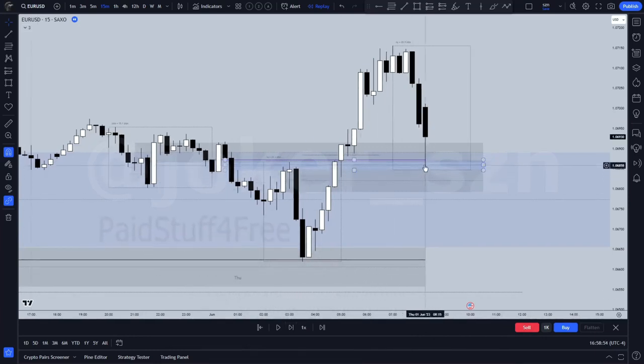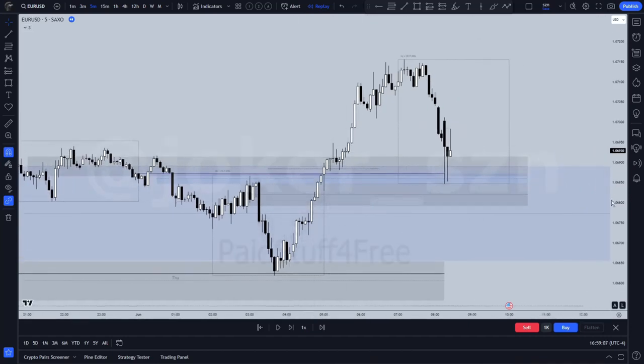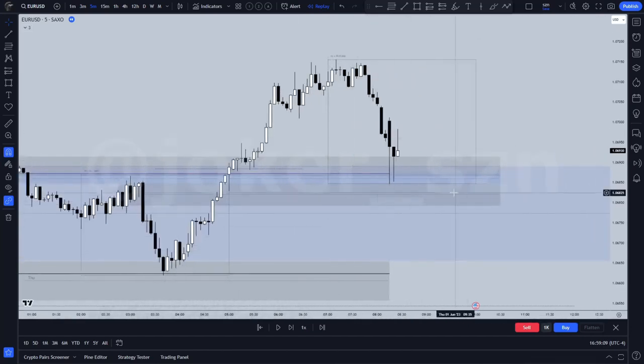And there you go, you see how we trade right into this former fair value gap here, which is now an inverse fair value gap. And now we will go to the M5 to look for a shift in order flow again, right? And to confirm a shift in order flow, we now want to see price closing, for example, above this fair value gap right here.